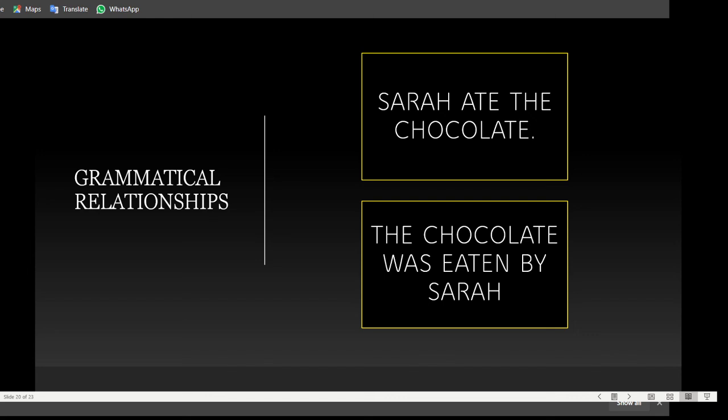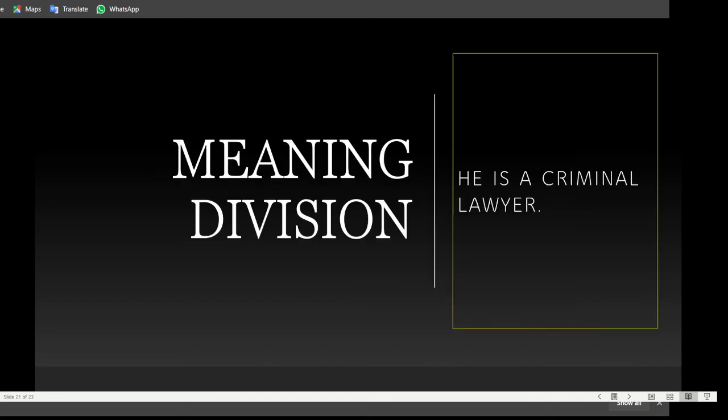Alright. Now, the second last one is meaning division. He is a criminal lawyer. Two meanings are possible for this particular sentence, but IC analysis cannot clarify it. This sentence could mean that he is a lawyer as well as a criminal. That is one possible meaning. The second one is that he is a criminal lawyer, someone who takes up criminal cases. So such possible meanings are sometimes not brought out using IC analysis.